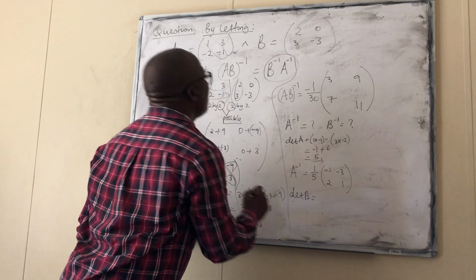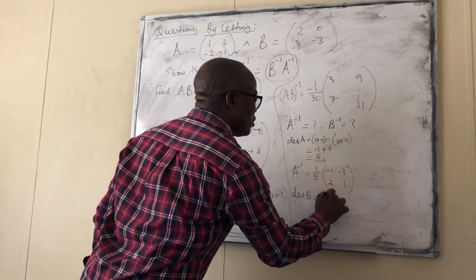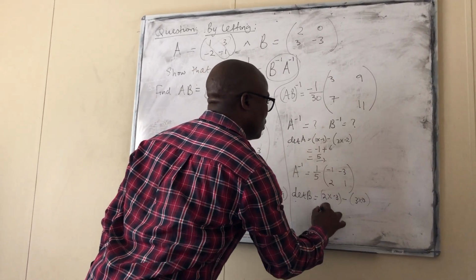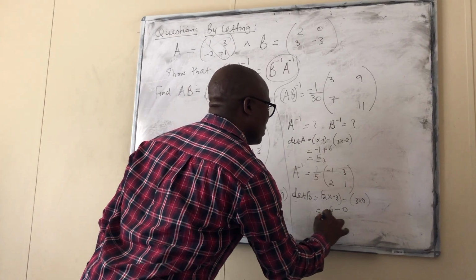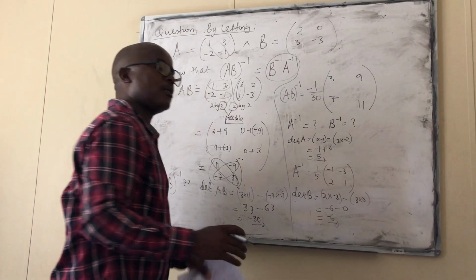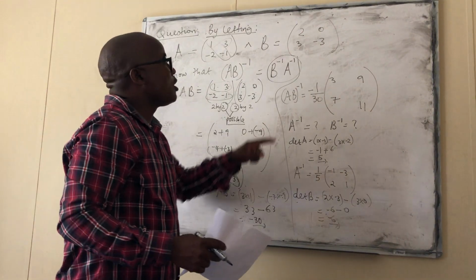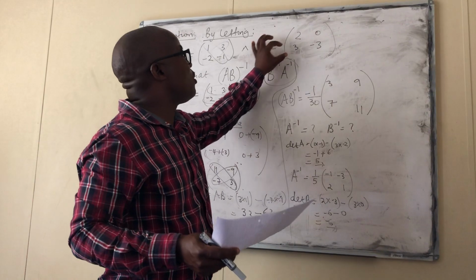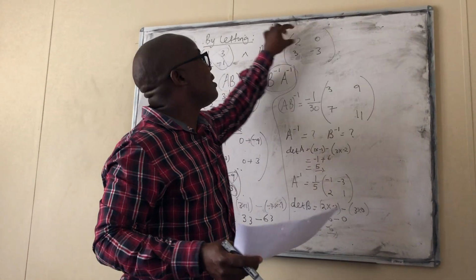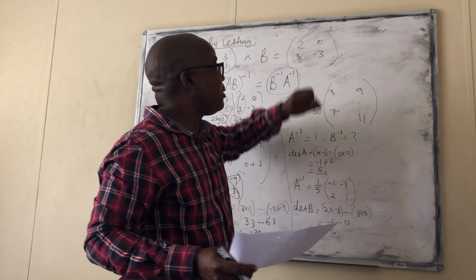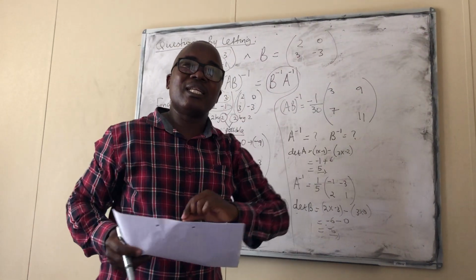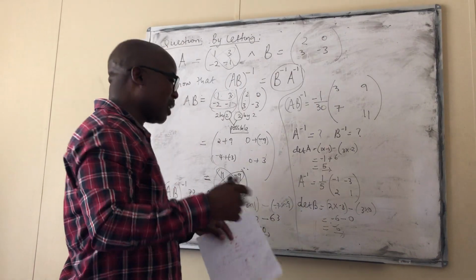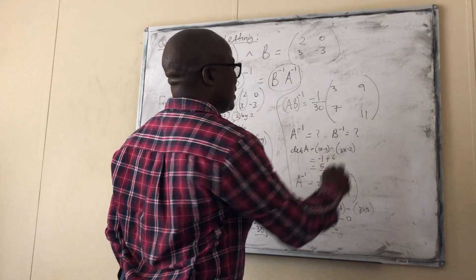Determinant of B is 2 times minus 3 minus 3 times 0, which is minus 6 minus 0, which is minus 6. Determinant, you always multiply numbers in the leading diagonal. Don't mix them up. You don't multiply these numbers, then subtract this. It should always be product of numbers in the leading diagonal minus product of numbers in the other diagonal. Okay? So that will be minus 6.